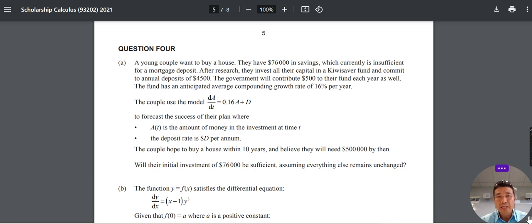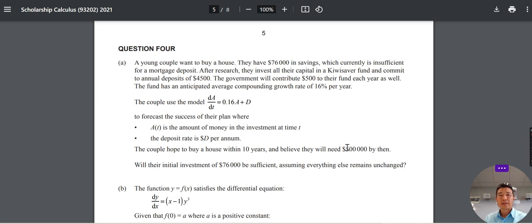The couple used the model dA/dt equals 0.16A plus D to forecast the success of their plan, where A of t is the amount of money in the investment at time t. The deposit rate is D dollars per annum. The couple hope to buy a house within 10 years and believe they will need $500,000 by then. Will their initial investment of $76,000 be sufficient, assuming everything else remains unchanged?